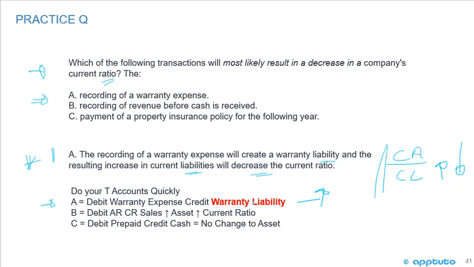My liability went up. For B, it's a recording of revenue before cash is received. It's debit accounts receivable, credit sales. Debit accounts receivable, my asset went up. So in that case, my current asset went up. So my ratio is going to increase, correct? My numerator has gone up. And for the C, payment of a property insurance policy for the following year, that's an easy one. That's going to be debit the prepaid insurance, credit cash. That's no change to the A. We go back to the A equals L plus E, correct? There's no change to an A. There's not going to be any change to my numerator, so there's no change, okay? So that's a nice one, and that's the last slide for this LOS.